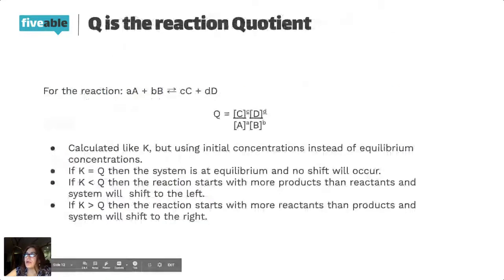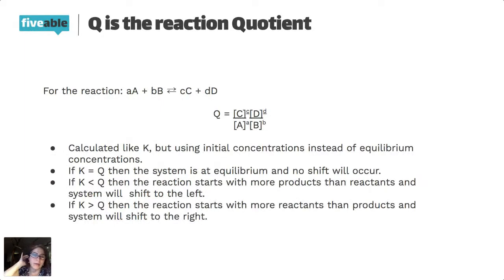Now we're going to talk about Q. Q is called the reaction quotient. And it is calculated the same way as K, products over reactants, but we're going to use initial concentrations instead of equilibrium concentrations. And Q is very useful in our problems when we do the ICE tables, because sometimes it's not that obvious if the reaction will go to the right or to the left. So that's how we use Q. We compare it with K to decide the way the equilibrium will be moved.